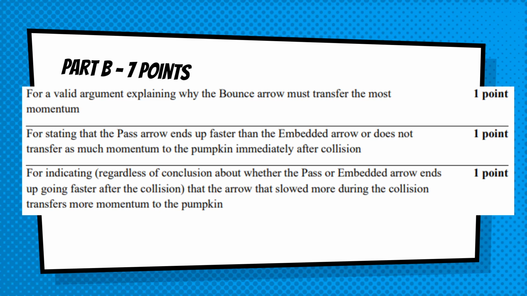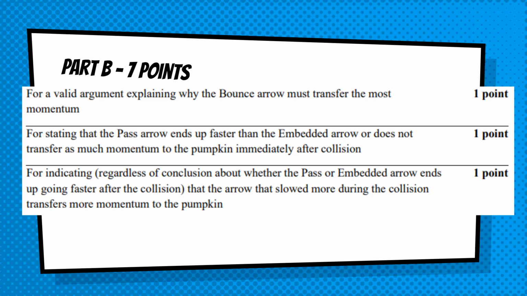They get the next point for stating that the pass arrow ends up faster than the embedded arrow, or they could say that it does not transfer as much momentum to the pumpkin immediately after the collision. Again, that is a point if they did one or the other. There is an or in there. It's just one or the other. If they did both, cool, but they have to have at least one.